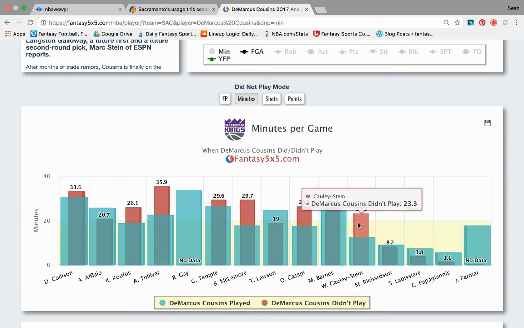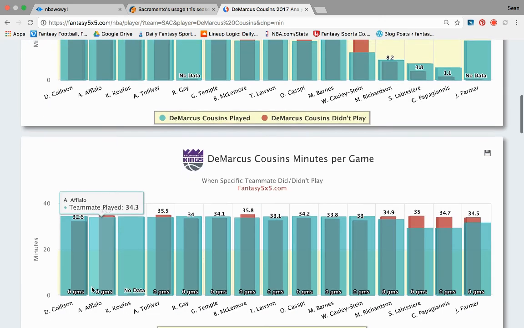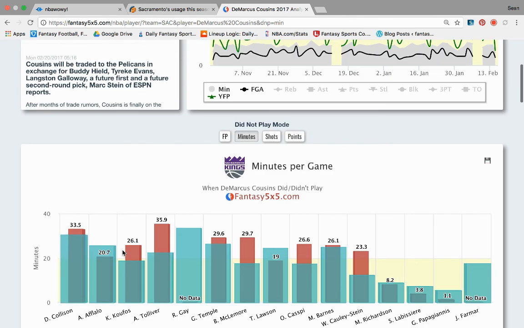Tolliver, you know, Cauley-Stein in that game, that suspension game, he was in there. He was out on the floor. So it makes a lot of sense. Makes a lot of sense. Really easy to read these charts over here at Fantasy 5x5, right? So this is the thing.